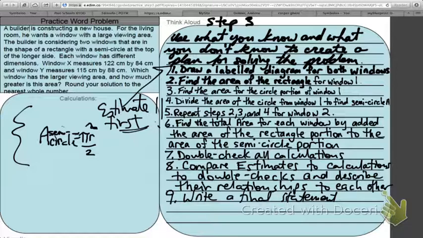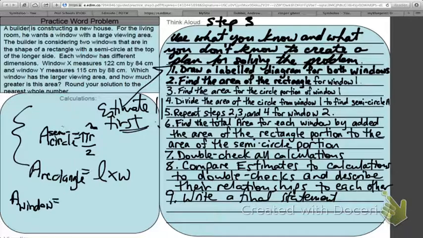Yes? Area of rectangle equals length times width. Anything else? Then you have to add the 2 up. So like the rectangle and then the semicircle. So we could call that area of a window equals area of a semicircle plus area of a rectangle. Does that make sense? Yeah.